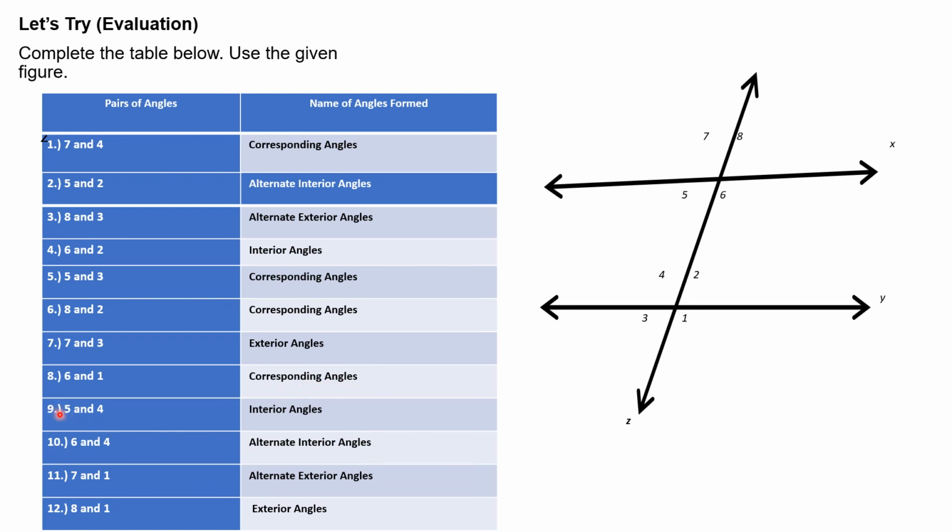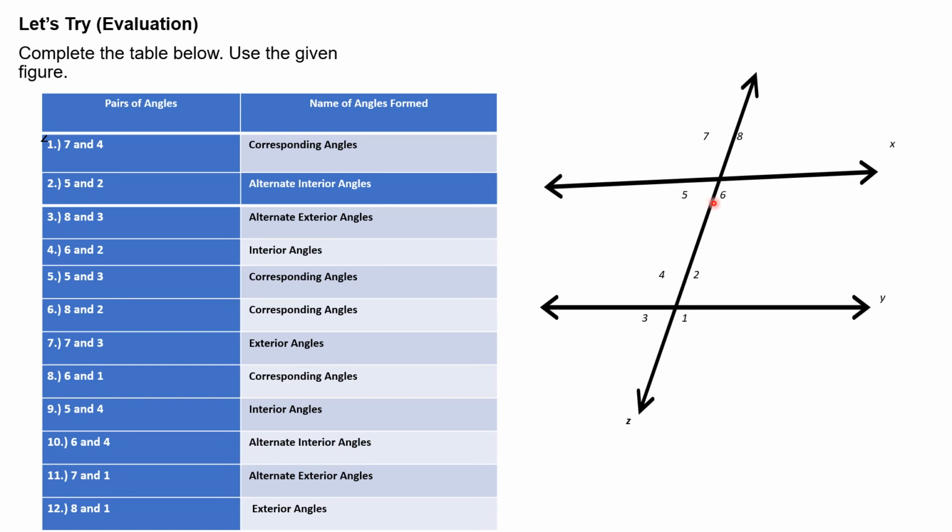Next, number 9. We have angle 5 and angle 4. Here is angle 5 and here is our angle 4. They are both located on the same side of our transversal line, and they are both interior angles. That means they are interior angles. Very good.